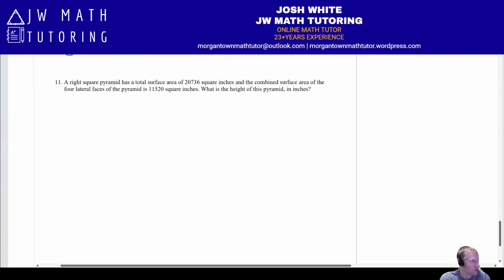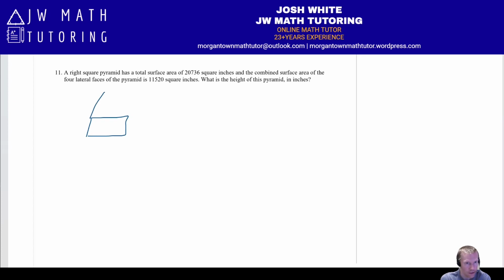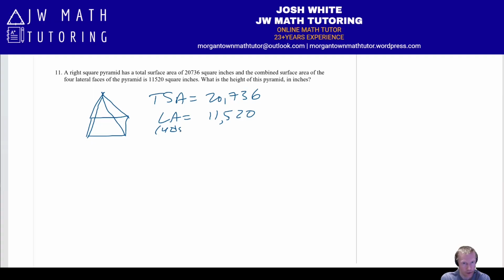All right, the last question, number 11, deals with a pyramid, specifically a pyramid with a square base. And essentially what's going on here is they give you the total surface area, they give you the surface area of the 4 lateral faces, so I'll just call it the lateral area. It's basically the 4 triangles, and they want to know the height of this pyramid.